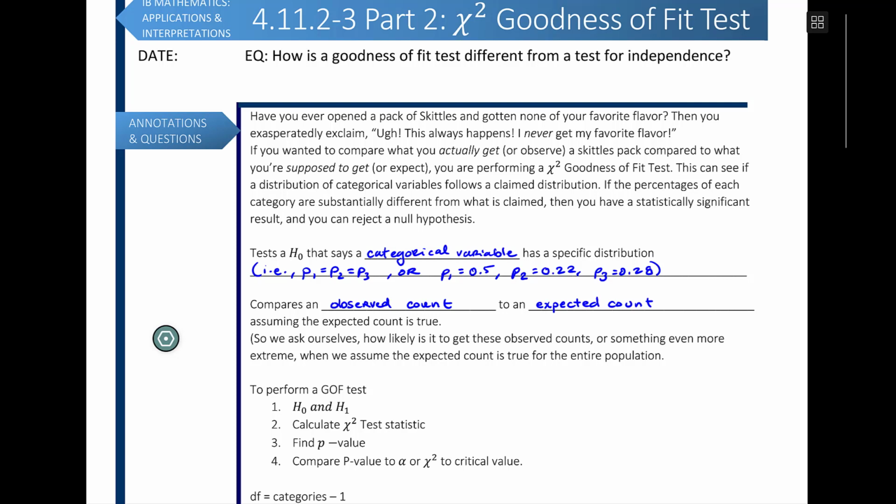So before we get started, let me ask you this. Have you ever opened a pack of Skittles and gotten none of your favorite flavor? Then you exasperatedly exclaim, "Ugh, this always happens. I never get my favorite flavor."